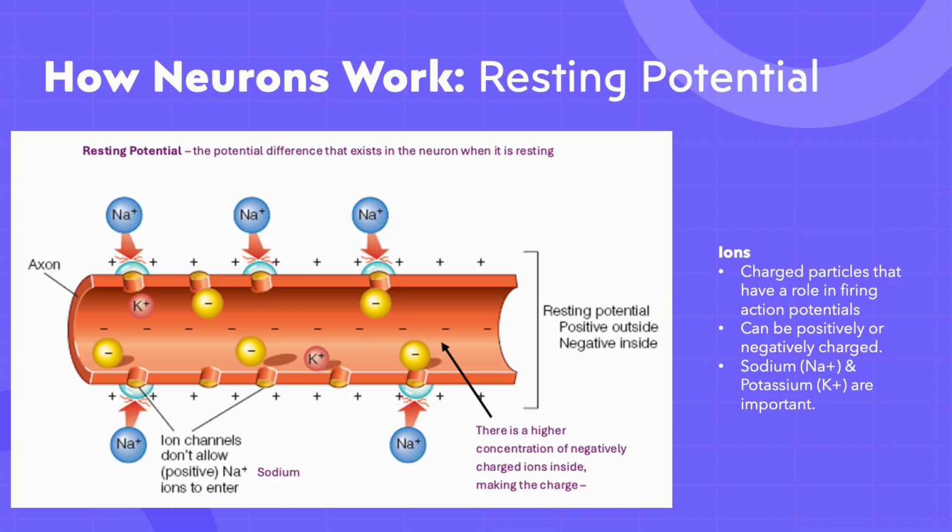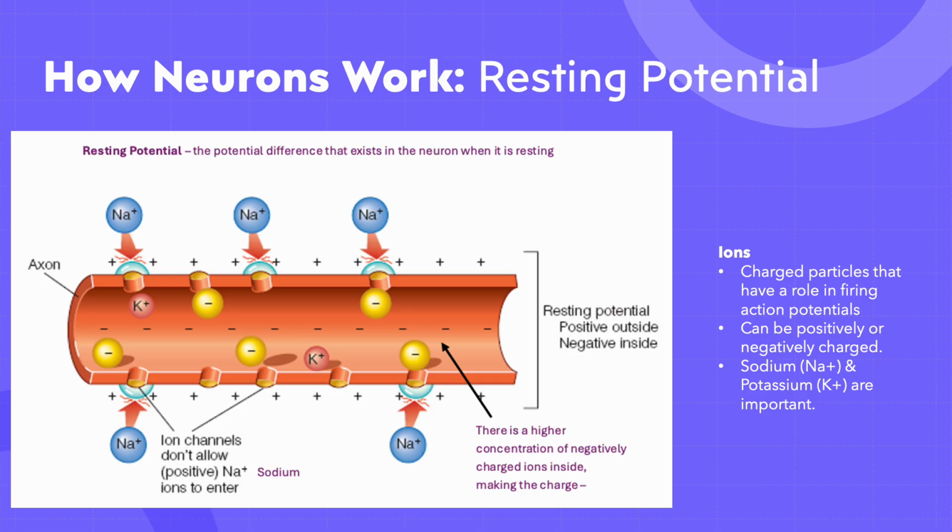So how do neurons even work? It starts with resting potential, which is this potential difference that exists in a neuron when it's resting. So it's not really sending any information anywhere, it's at rest. And ions are really important with this. They're these charged particles that have a role in firing off action potentials or sending those messages. Now they can be positively or negatively charged, but sodium (Na+) and potassium (K+) are really important. They're those electrolytes you always hear people talking about that you need to function, and this is honestly exactly why.